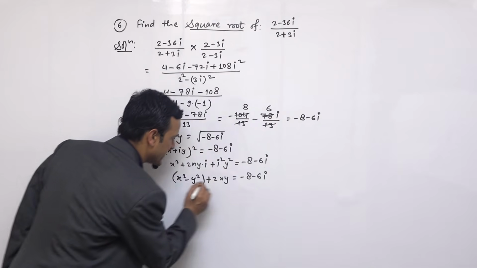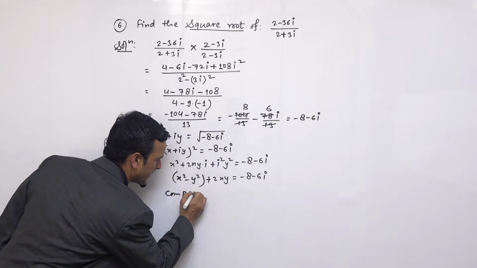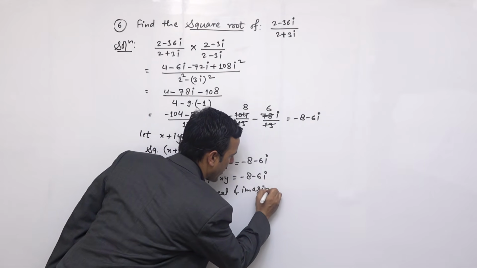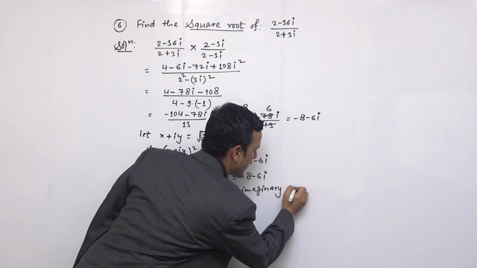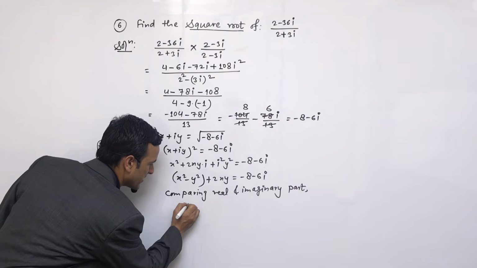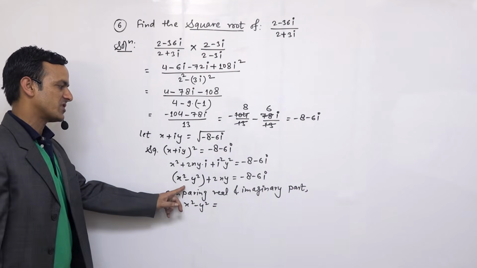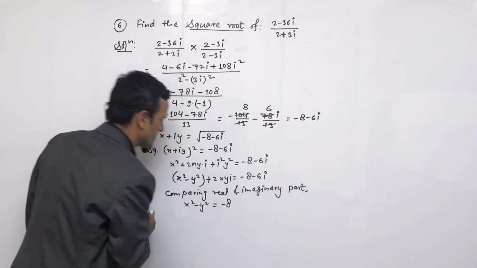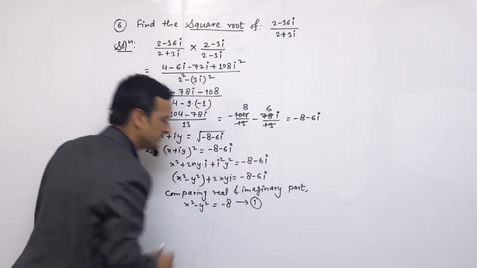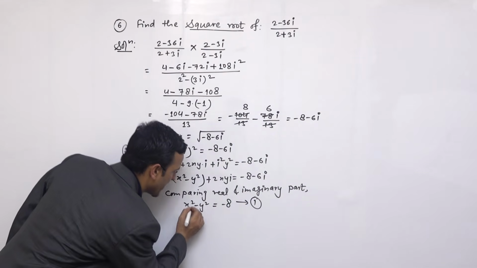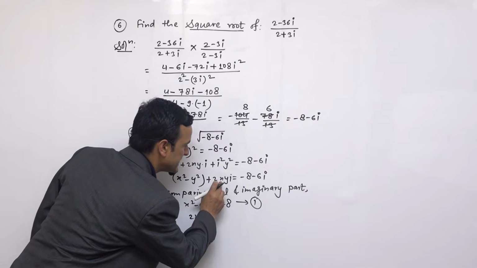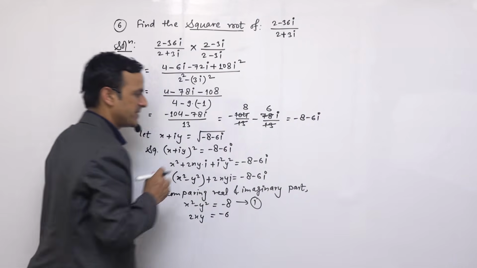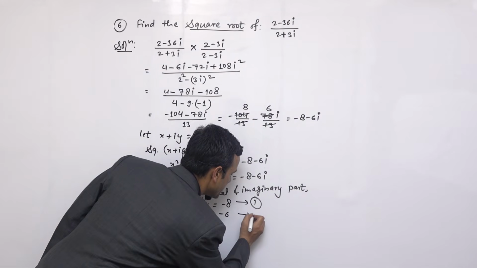So comparing this and this, comparing real and imaginary part, we get the real part is x square minus y square. Real part is minus 8. This is equation 1. And likewise, the imaginary part is 2xy, and here is minus 6. Coefficient of i means it is imaginary part. So it is equation 2.